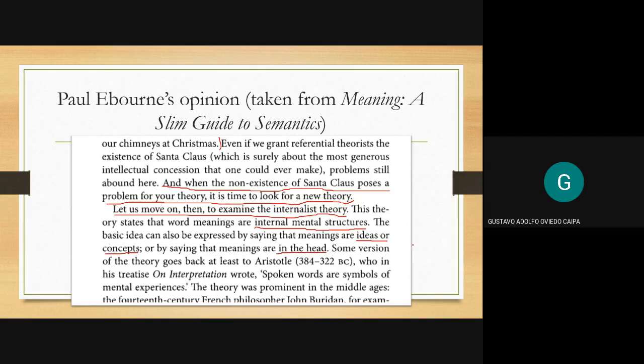Some version of the theory goes back at least to Aristotle, who in his treatise on interpretation wrote, spoken words are symbols of mental experiences. So you see, that's why I told you that the discussions in semantics are sometimes very philosophical, and that the problem of meaning goes back even to those times of the first famous philosophers. Mental experiences. Okay, so the theory was prominent in the Middle Ages.